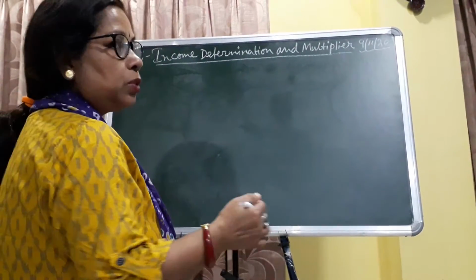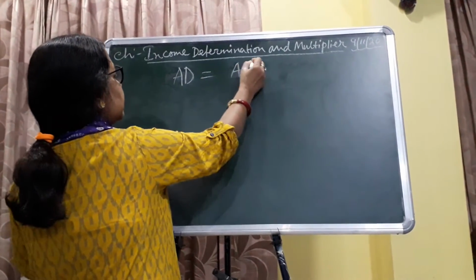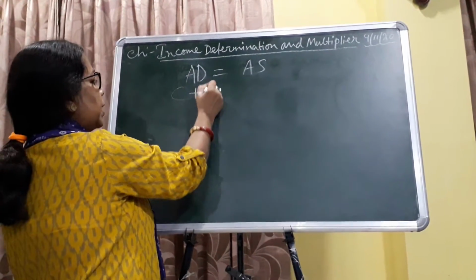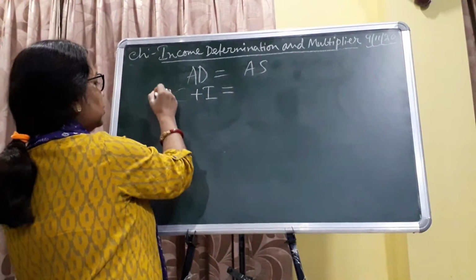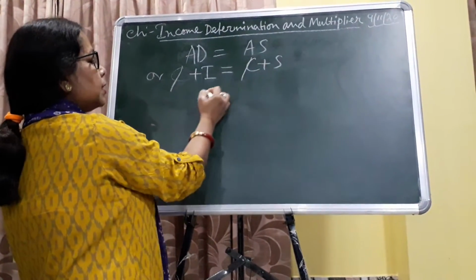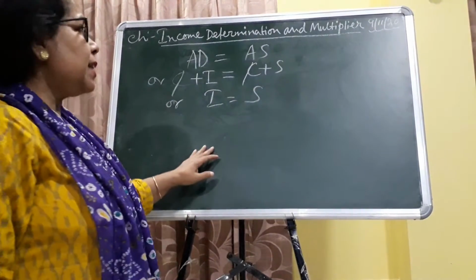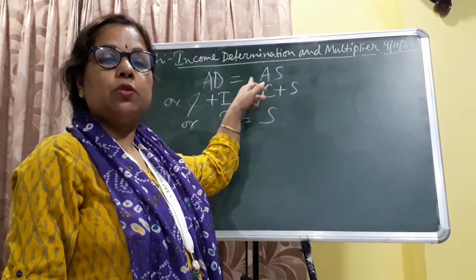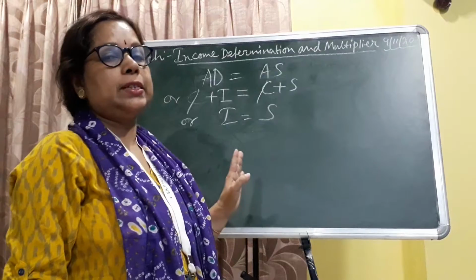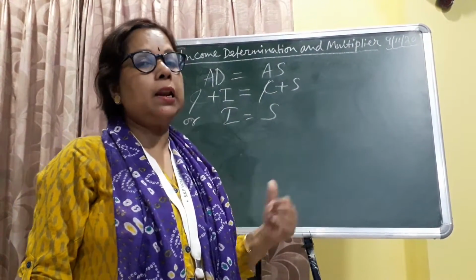approach. We know that aggregate demand equals aggregate supply. In aggregate demand the components are C plus I, equal to C plus S. Now here C cuts, so I equals S. This means that when aggregate demand equals aggregate supply, saving also equals investment. So the first approach is AD equal AS, and the second approach is saving equal investment.